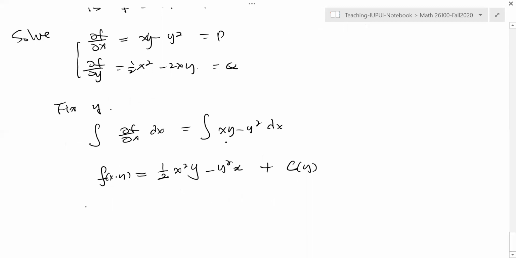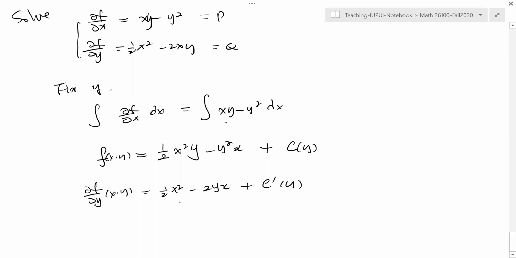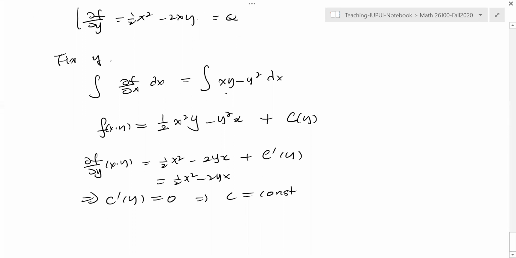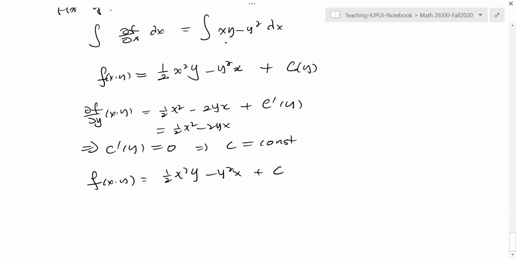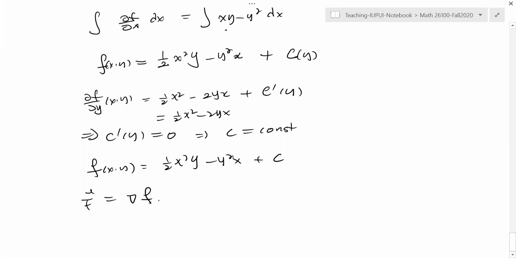Then you find the partial derivative with respect to y. I get half of x squared, then 2yx, and then c prime of y. This should match with the second one, and we find that yes, this is already here. So that implies c prime of y should be equal to 0. So c is constant, indeed a constant, nothing to do with x and y. So we find that the function f of x, y is half of x squared y minus y squared x plus any constant. So you get a family of solutions, and then the vector field is just the gradient of f. Yeah, we check.